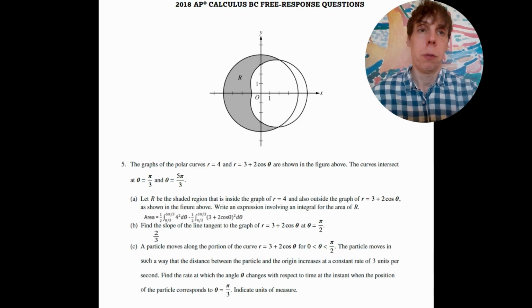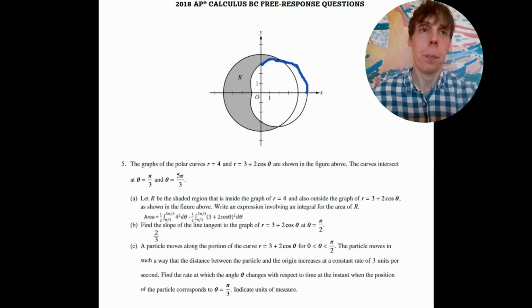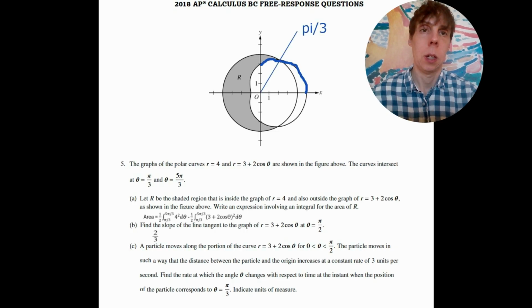In the final part of question 5, part C, the question says a particle is moving along the cardioid between 0 and pi over 2 radians, which puts the path of the particle in this region here. The question then asks for the change in the radians over time, d theta over dt, when the particle is at the point pi over 3. The question also gives the change in the distance from the origin over time, dr over dt, of the particle as 3, indicating the particle is moving to the left.